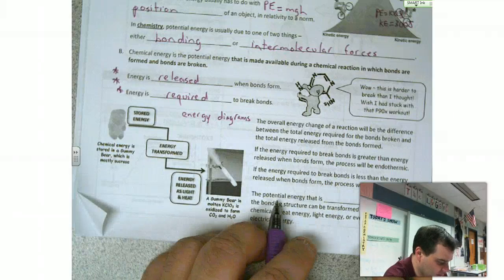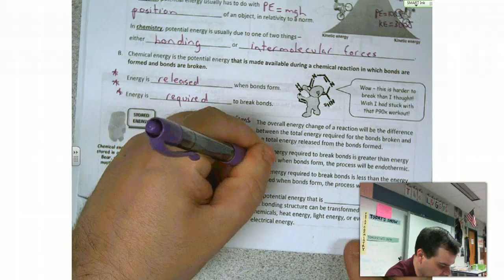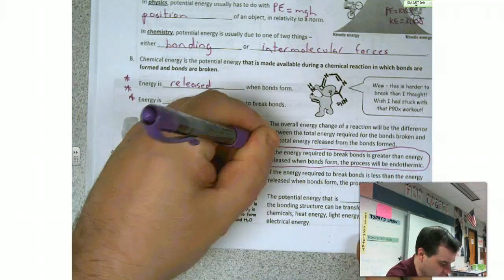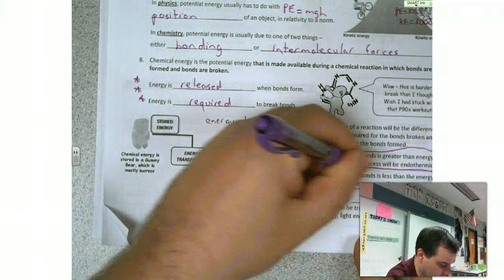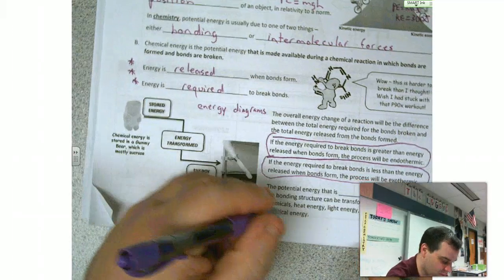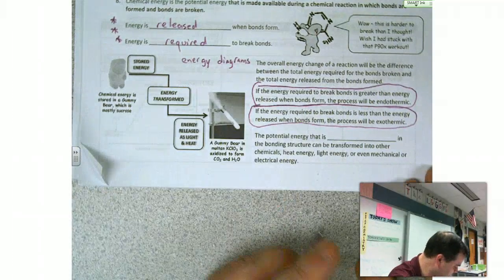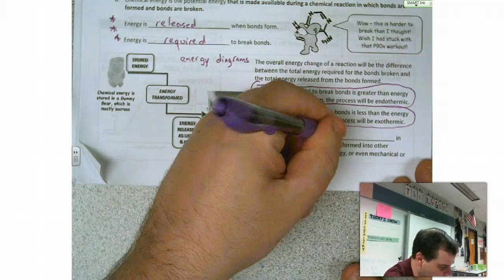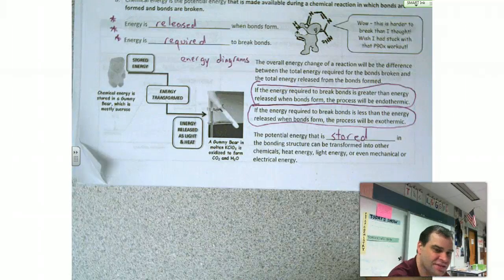If the energy required to break bonds is greater than the energy released when bonds are formed, it will be endothermic. If the energy required to break bonds is less than the energy released when bonds form, the process will be exothermic, which we will go over better in the next video. And the potential energy is the stored energy. It is stored in the chemical bonds or the intermolecular forces of the molecules.